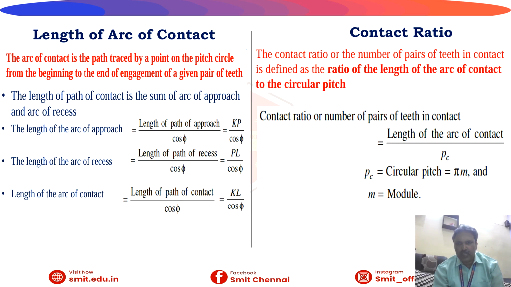Contact ratio, or the number of pairs of teeth in contact, is defined as the ratio of the length of arc of contact to the circular pitch. Contact ratio is given by the length of arc of contact divided by Pc. Pc is the circular pitch, which is equal to pi m, where m is the module.